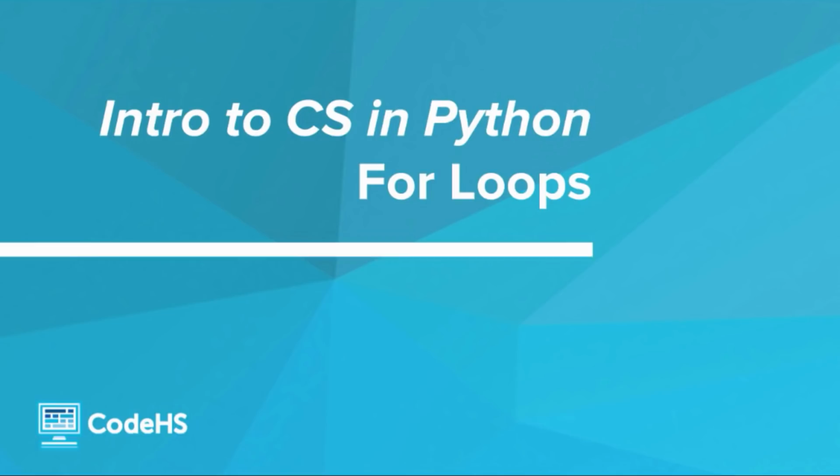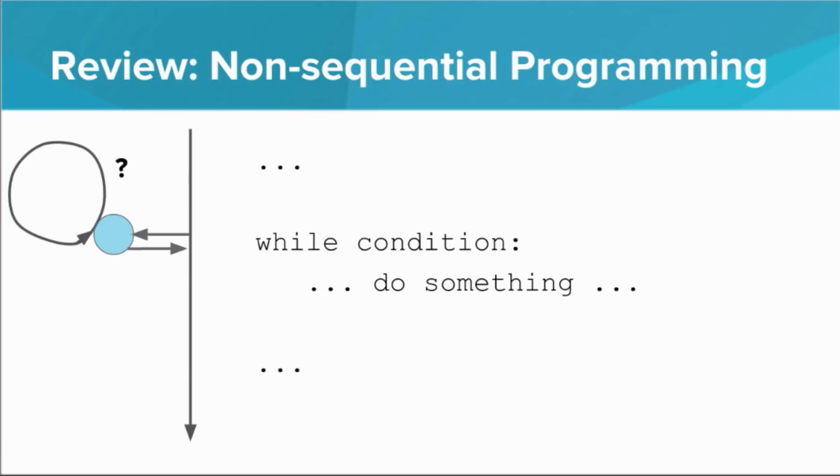Welcome back. In this video, you'll learn about another type of loop, the for loop. Let's look once more at the visualization of a while loop from the last lesson. A while loop executes a particular block of code multiple times. This works well when you don't know in advance how many times you'll have to do something.